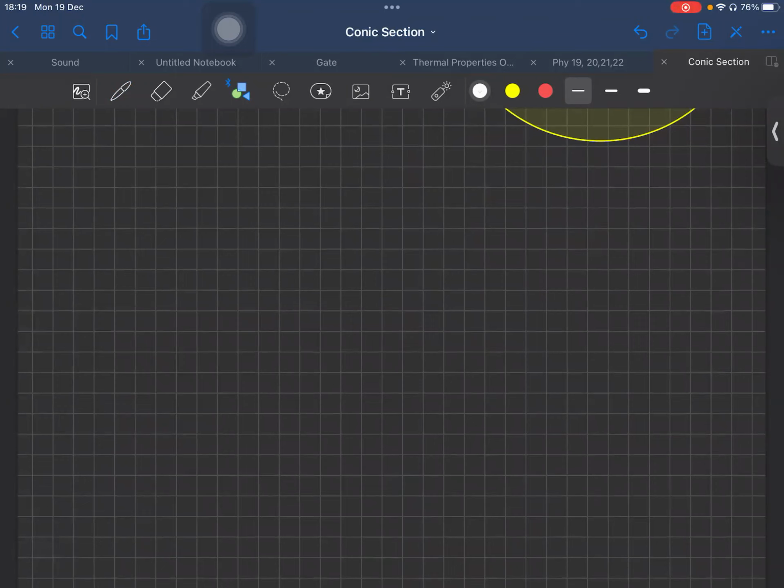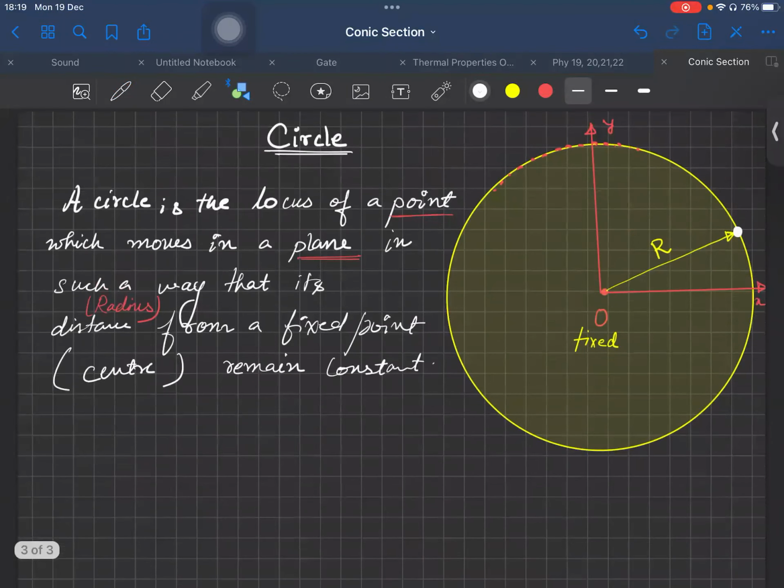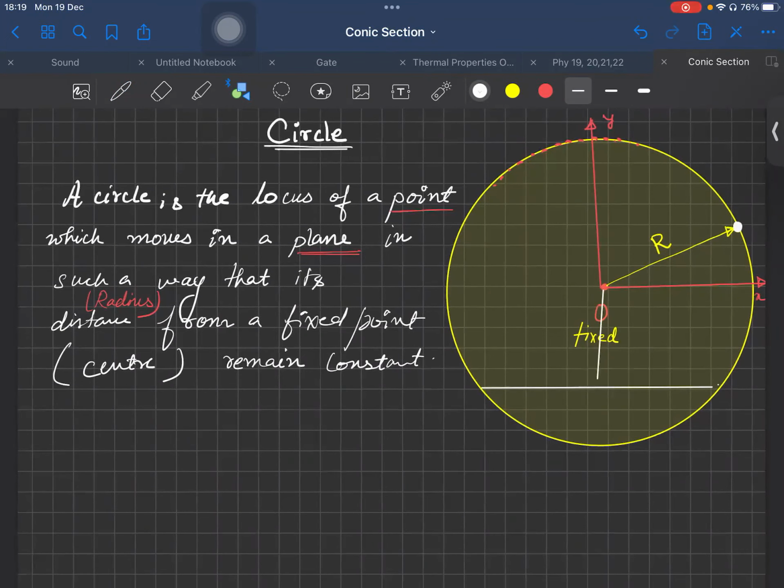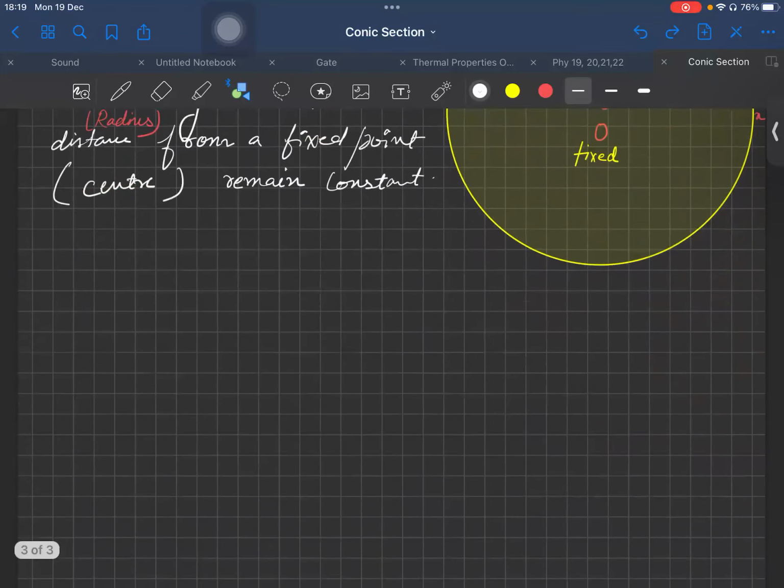I think circle was also there in your 9th standard. But there you had studied some properties of circle, like tangent, it will intersect. If you have a chord on a circle, this is called a chord of a circle. And if you draw a perpendicular line, it will bisect this, that means this length will be equal to this length. I hope you all remember those properties. Not going to repeat them here.